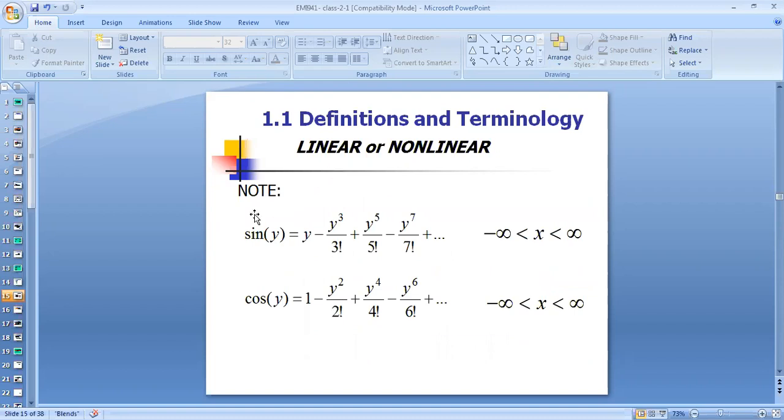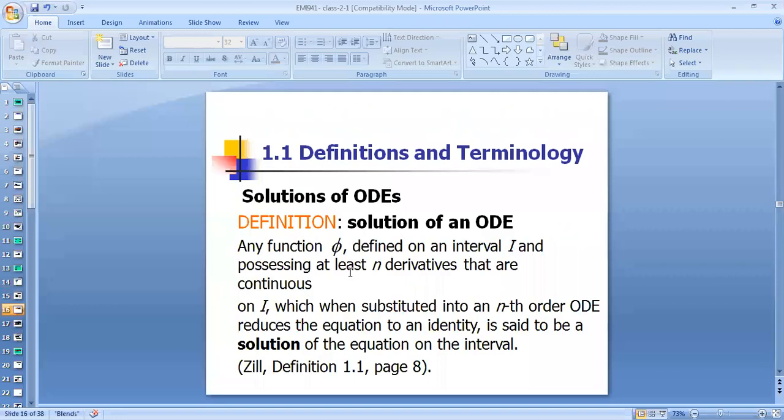Now about the sine function and cos function, why are they non-linear? These are powers of the independent variable, and cos y equals also many powers. This is non-linear, and we must know about this curve. This is not linear. Now, solutions of differential equations: we also studied the solution of a differential equation in our previous lecture. Now we are just overviewing our previous lectures.